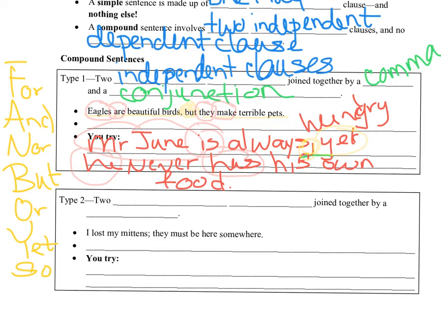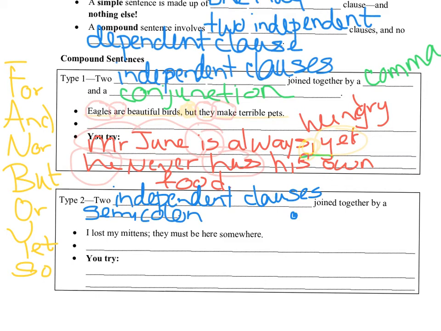The second type of compound sentence doesn't stray too far from what we were talking about. It is two independent clauses joined together by a semicolon. And we did go over this in our bell ringers. A semicolon is that nice dot with a little comma on its end. And remember that semicolon joins. It does the same thing our conjunctions do. It joins two independent clauses to make a compound sentence.